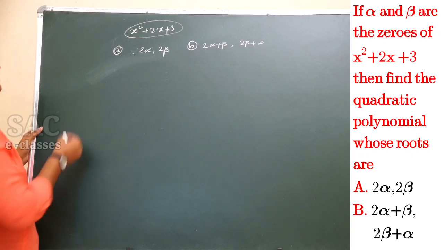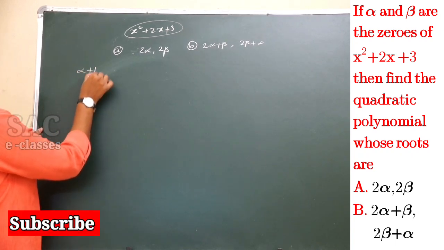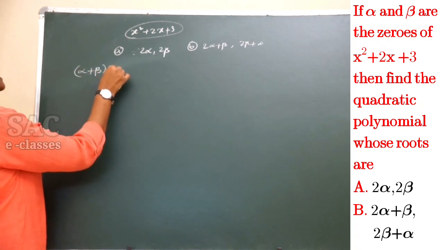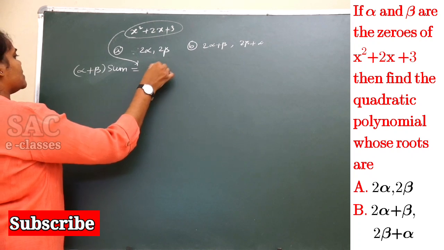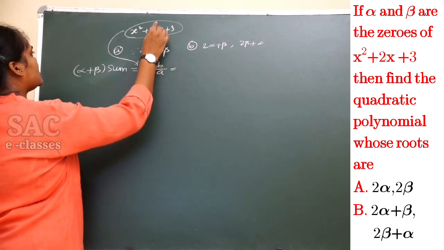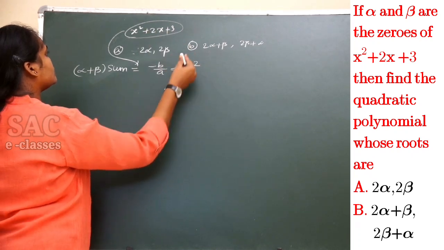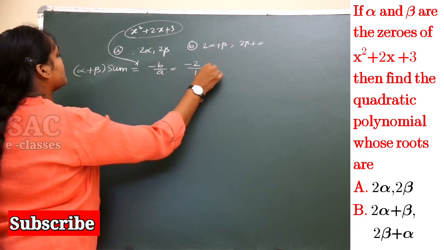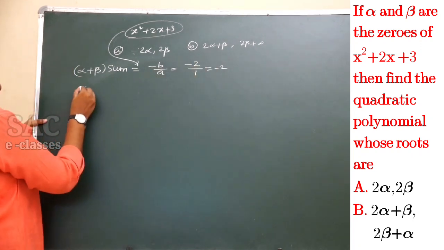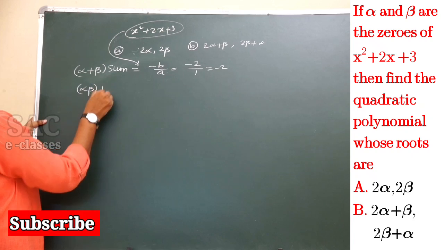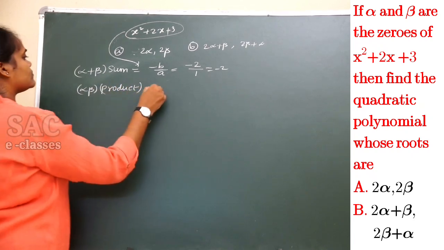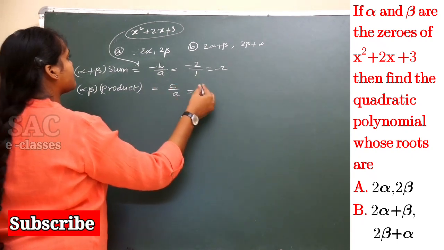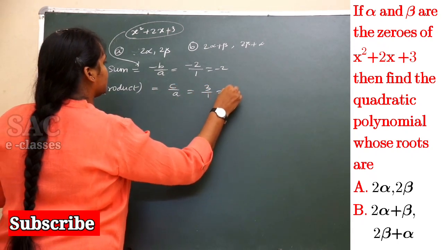Let's discuss. First of all, find what alpha plus beta is, which is the sum. What is that? Minus b by a. What is the b value? Minus 2, by a value 1. So minus 2. What is the product then? Alpha into beta, which is the product, is equal to c by a, which is equal to 3 by 1, which is 3.